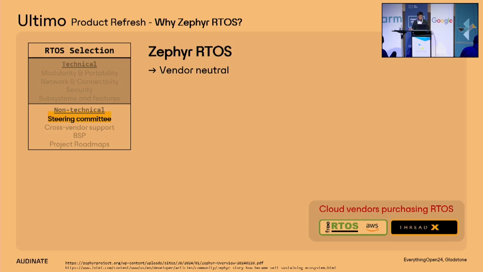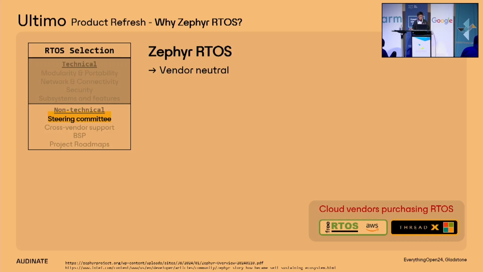For ThreadX, it was a closed source project. In 2019, it was bought out by Microsoft. And later, it got renamed to Azure RTOS. And recently, in November 2023, it transitioned into an open source model under the stewardship of the Eclipse Foundation. But at that time, it was basically FreeRTOS with AWS and ThreadX with Microsoft.